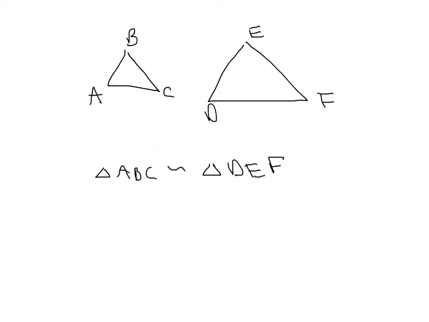So for a quick example, let's take a look at triangle ABC and triangle DEF, and we can see here that this symbol here means that they are similar. So if triangle ABC is similar to triangle DEF, and this angle right here is 25 degrees, that tells us that this angle here also has to be 25 degrees.